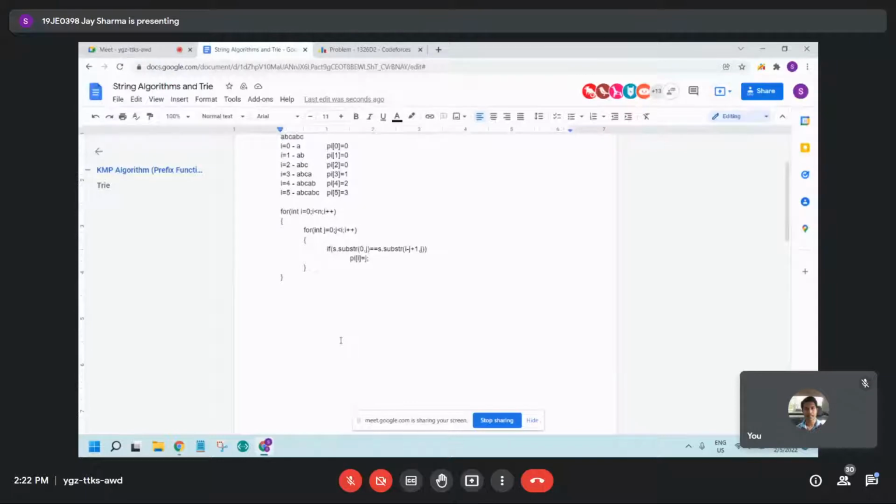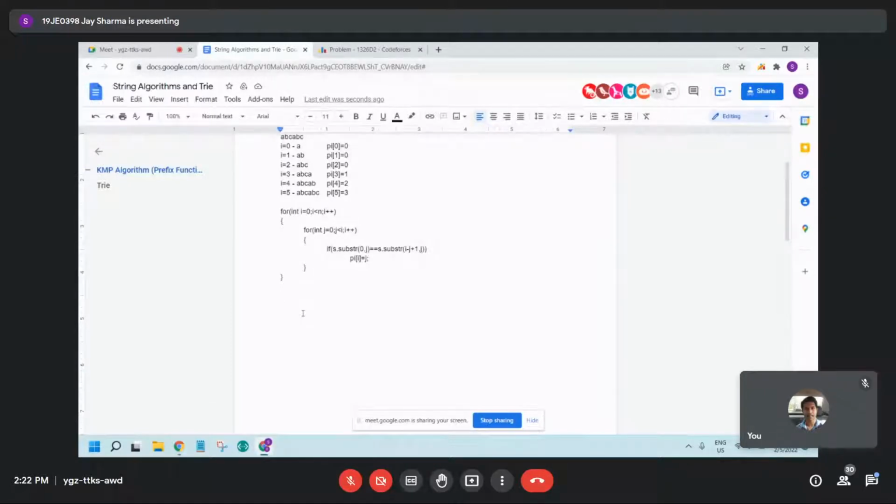O of n cube, right? Yes. Because these are two nested loops, one within the other, and in each of them you have a string comparison, which is O of n. So O of n cube. Now this is not acceptable at all. We need to improve this.